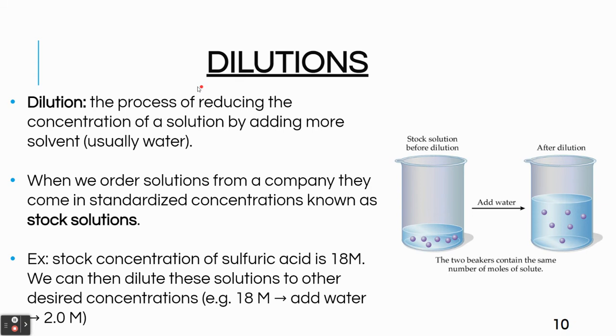So what we're doing in this lesson is essentially preparing a solution by dilution. And dilution basically means you reduce the concentration of a solution by adding more solvent, which is usually your water. So here we have a solution with particles in there and a little bit of water. If we add water to this solution, we still have the same number of particles, but now they're spread out over more water. So this is more dilute overall.